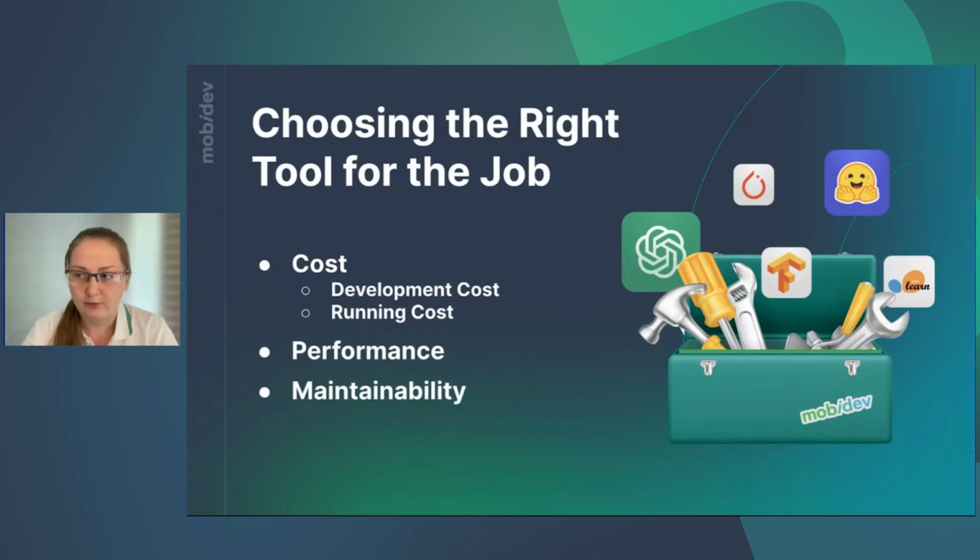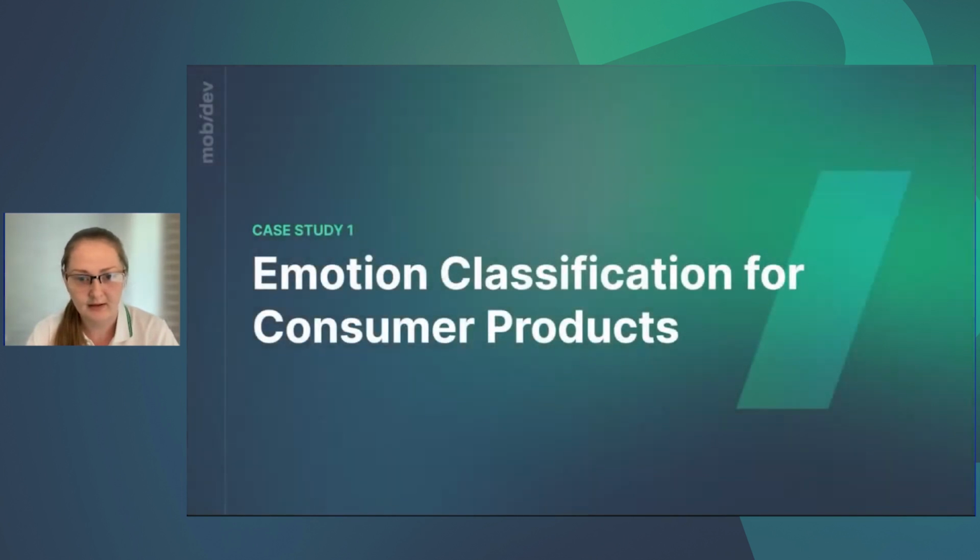So these will be four evaluation points, let's name them like that, and we will be referring to them after each case study we are discussing. This is how we are going to evaluate the different solutions we have. Okay, so let's move on to the first case study. This is emotion classification for consumer products.